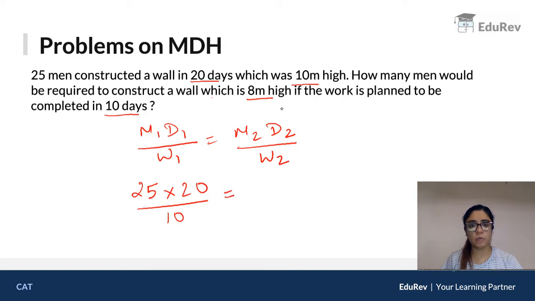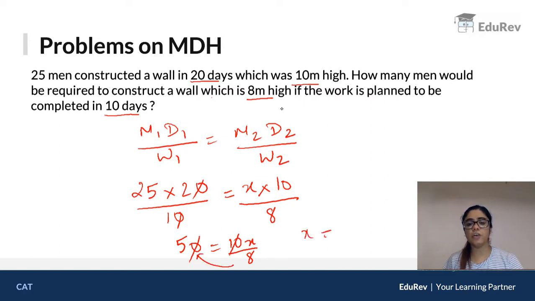How many men would be required? Let's say we need X number of men working for 10 days to build a wall which is 8 meters high. In this case, the work done is an 8 meter wall. So your 0 will get cancelled. This will become 50 is equal to 10x upon 8. Again 0 will get cancelled, 8 will go on the other side. So your value of x will be 5 into 8, which is 40. So 40 men will be required. That is your answer. Now let's move on to the next question.